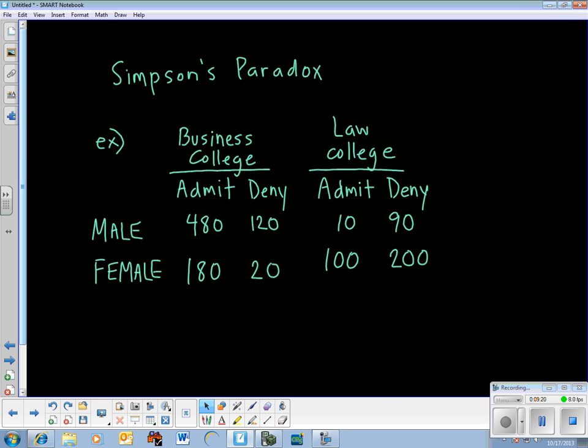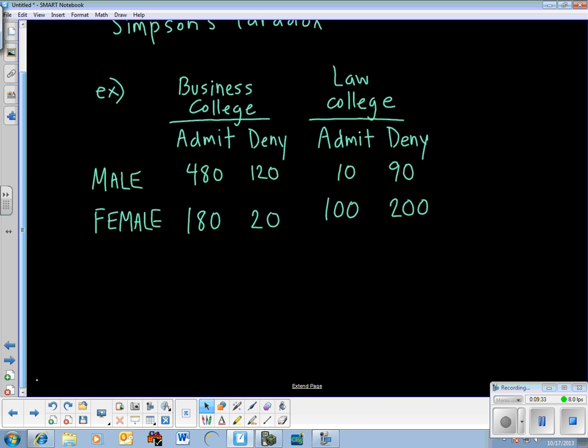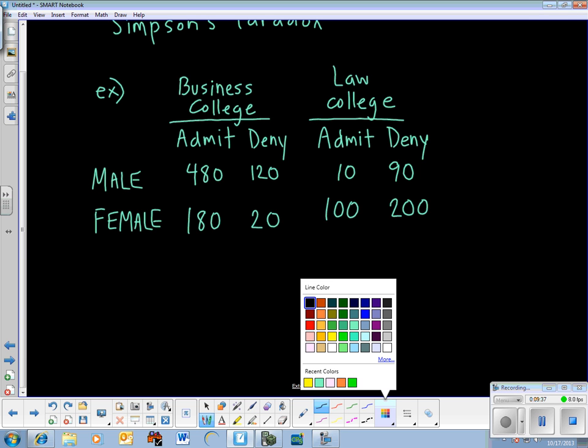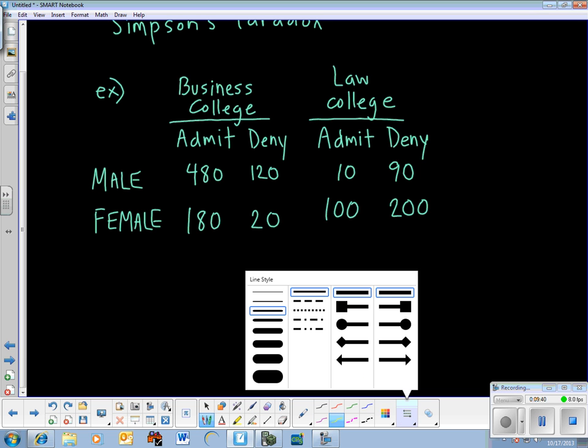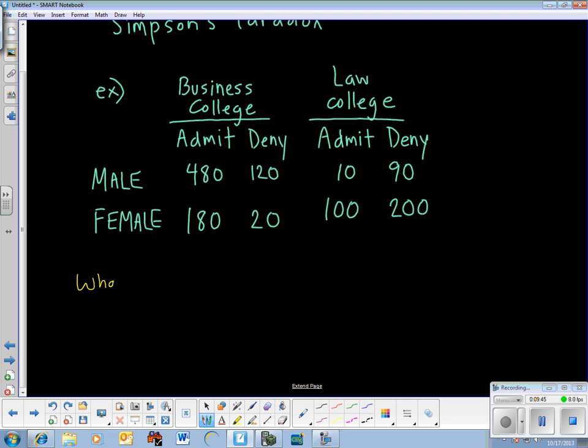Let's say there's a big university, UK, whatever. There's a business school and a law school. There are males and females, and the number who applied and were admitted and the number who applied and were denied. So let me ask you a couple questions about this setup, and we'll see where the paradox comes in. Paradox is just something that doesn't make sense. So question number 1 is, what percent of males and females were admitted?